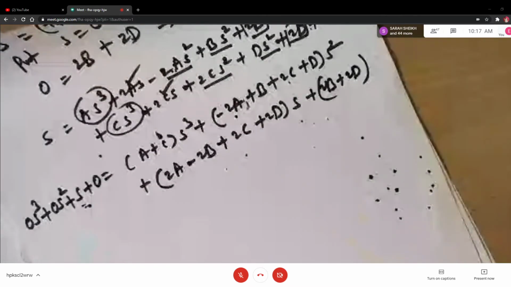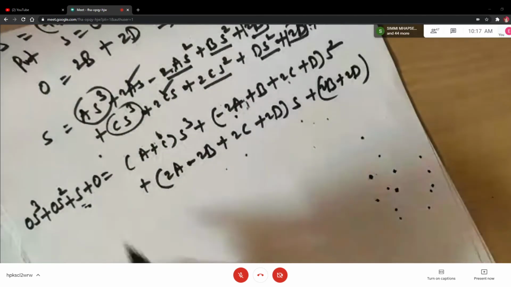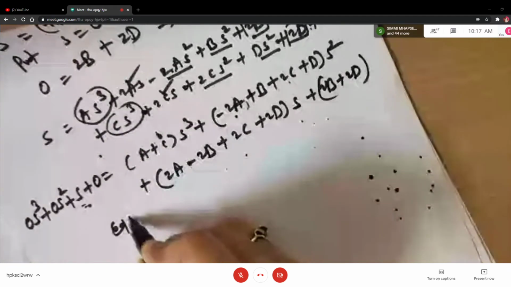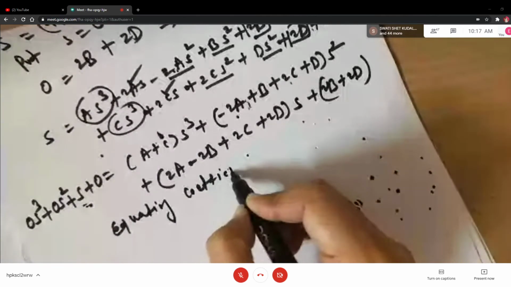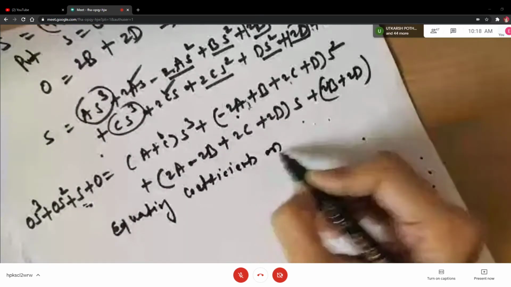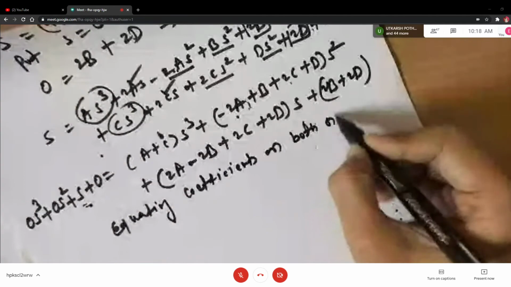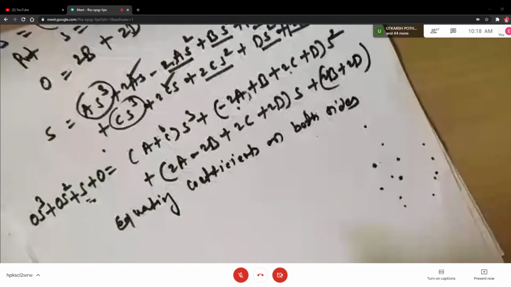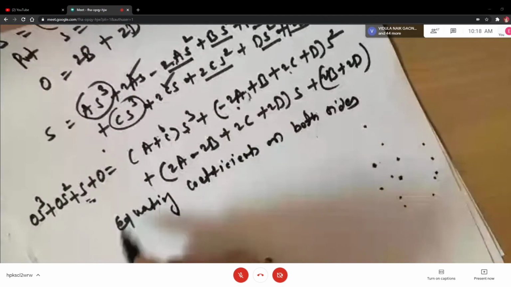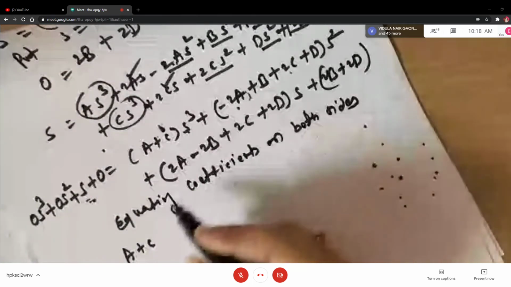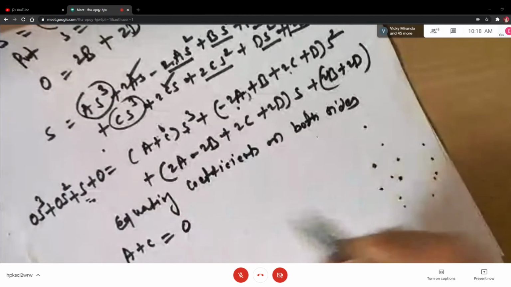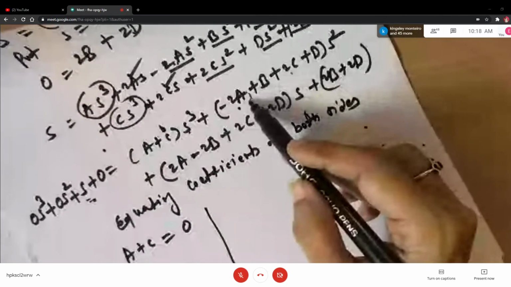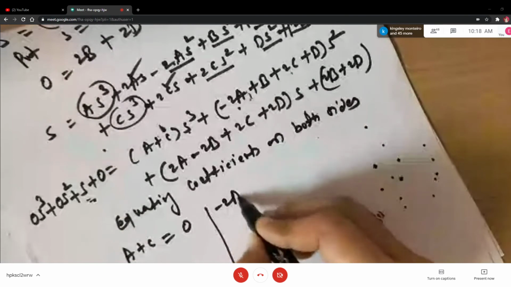Okay. And now we will equate both sides coefficients. Equating coefficients on both sides. Means what, students? Coefficient of s cube on left hand side is a plus c. On right hand side is a plus c. What is coefficient of s cube on left hand side? 0. Correct? Then coefficient of s square on the right hand side is this.